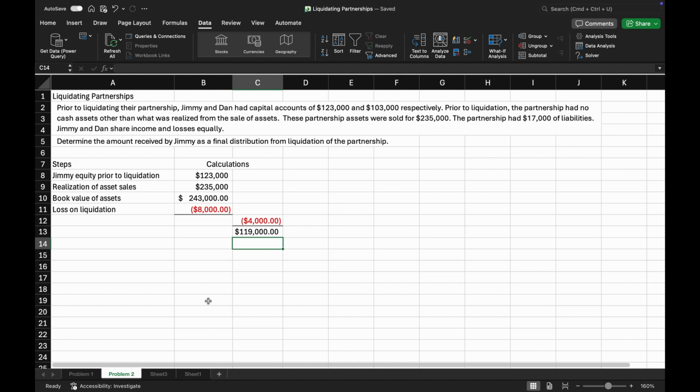And there you go. You now know how to determine the amount of money received by a liquidation of a partnership.